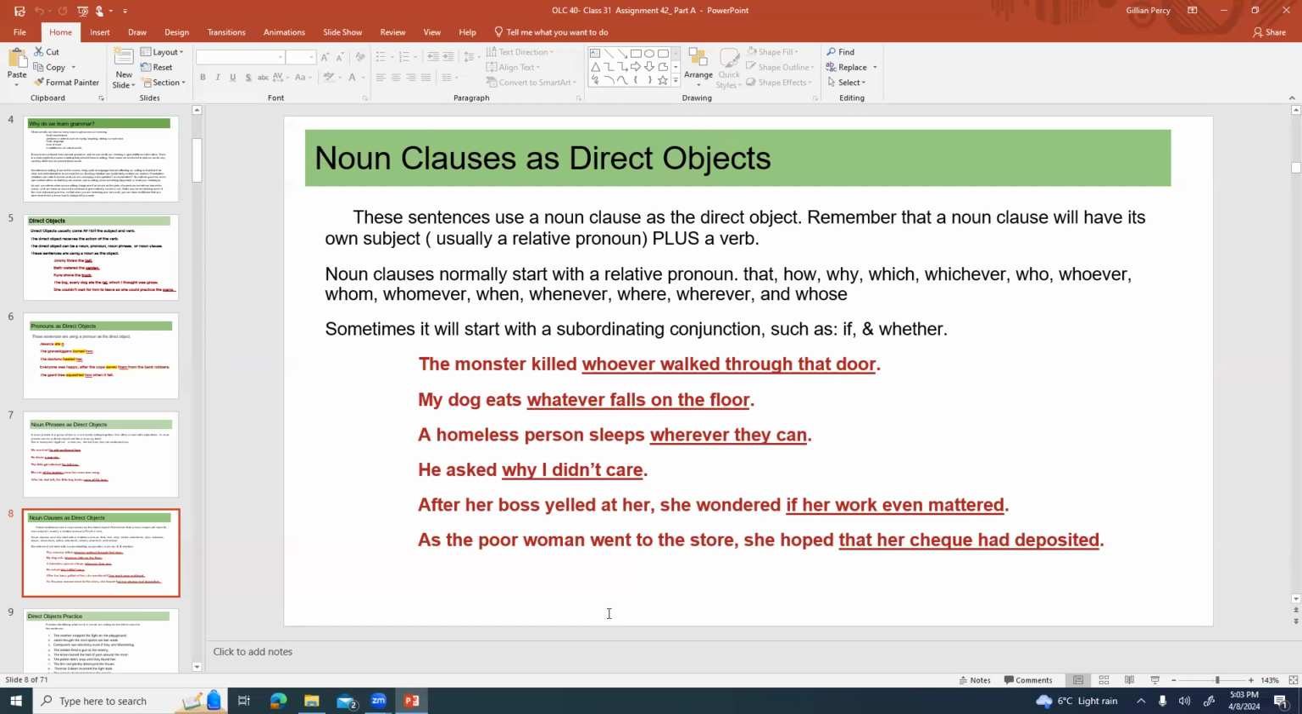After her boss yelled at her, she wondered if her work even mattered. If her work even mattered is a direct object. As the poor woman went to the store, she hoped that her check had deposited. That her check had deposited is working as a direct object.